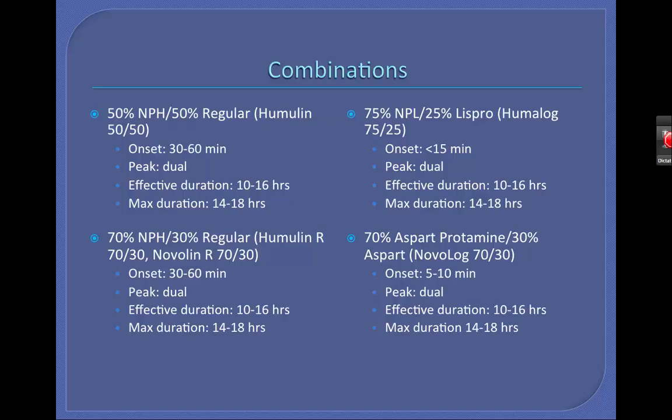So patients who no longer have beta cell function require a basal bolus insulin regimen. And usually it's NPH BID or daily dose of Lantus, combined with short-acting insulin pre-meals.